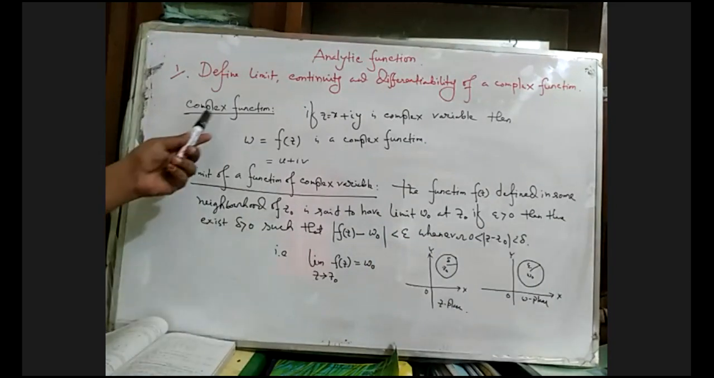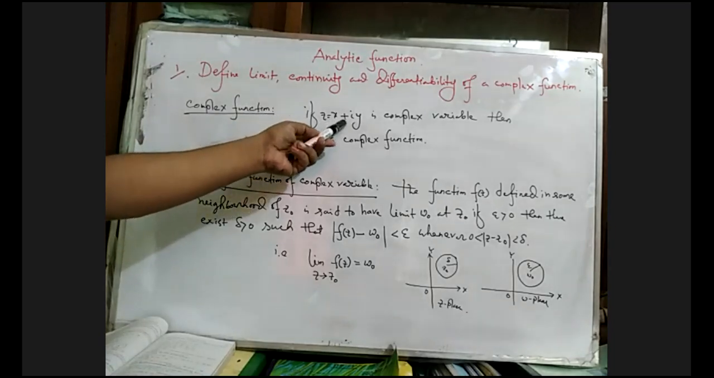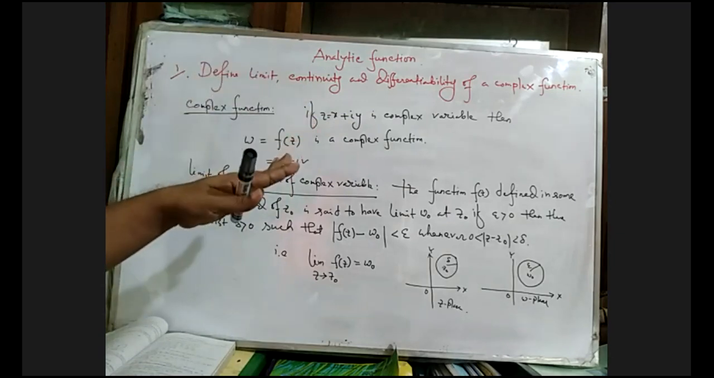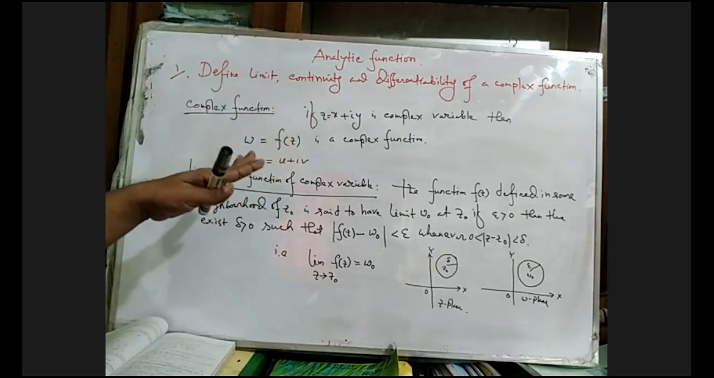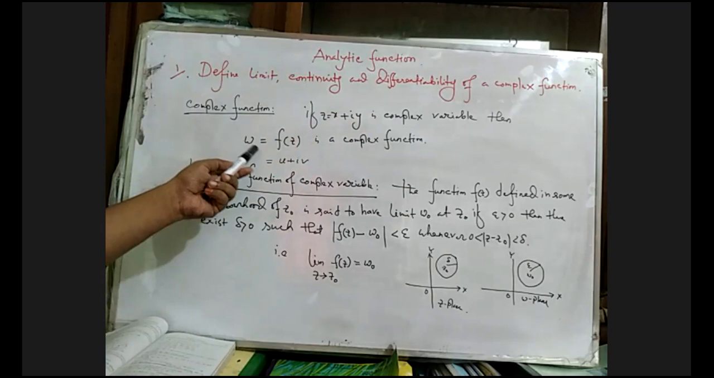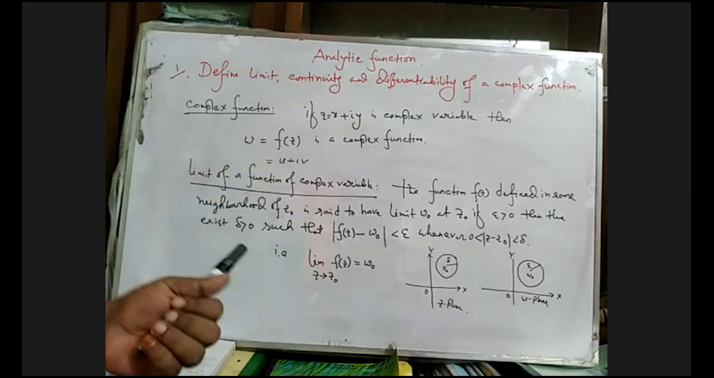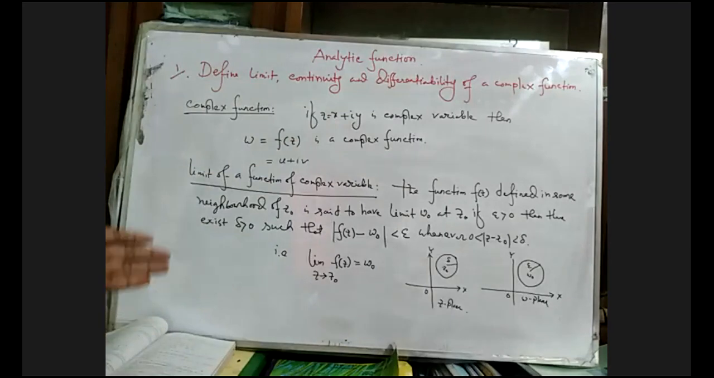So first of all, what is a complex function? If z equals x plus iy is a complex variable, then w equals f of z is a complex function, and it is denoted by u plus ib. Remember it. u is the real part and b is the imaginary part of the complex function.